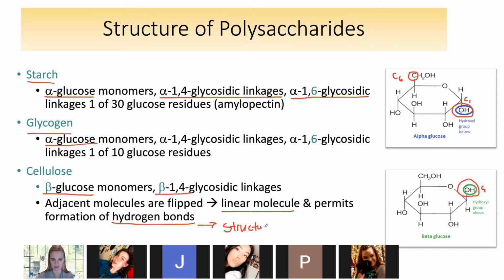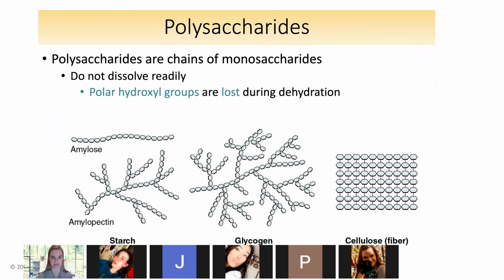Because we have this flipping going on, where adjacent molecules are flipped upside down, we're not going to be able to do the branching. So we're not going to see any branching when we're dealing with beta glucose monomers. Again, just a minor change is causing a big impact on how they're able to form larger molecules, which in turn impacts how they're going to function.